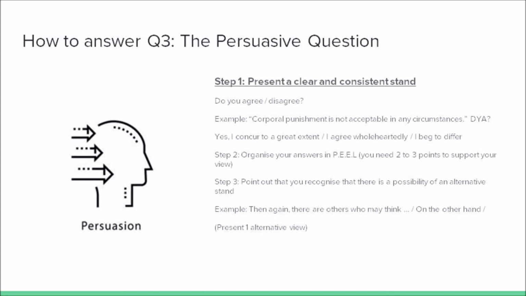Imagine yourself thinking about the keywords. Ask yourself, corporal punishment, what does it mean? Not acceptable means you won't allow it. Any circumstances means regardless of situation. So if you can, paraphrase and try to include such words in your answer. Always state a stand. Say things like, yes, I concur to a great extent. I beg to differ.